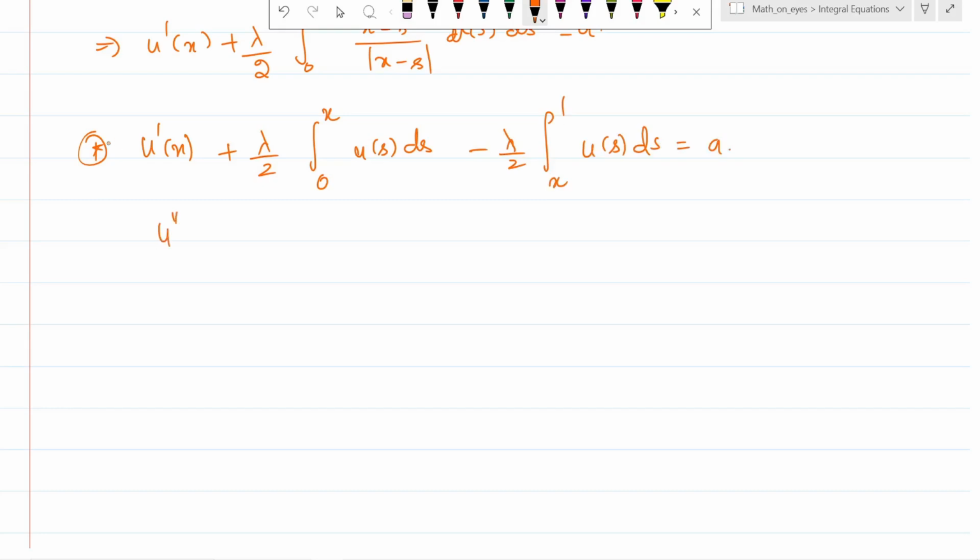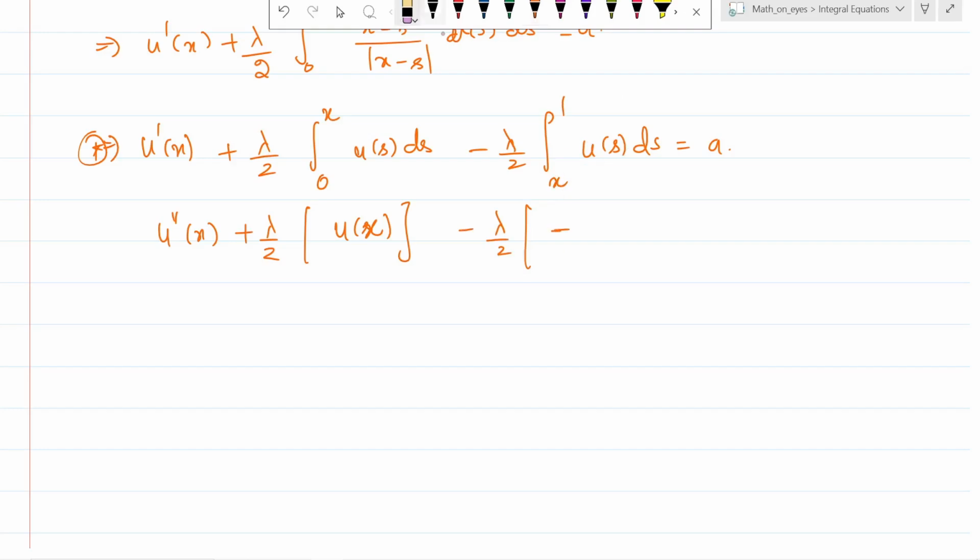So u double dash of x plus lambda by 2. Here this integral will become 0 because it is independent of x. And when you apply the upper limit, you get u of x. And then here minus lambda by 2. Here the partial derivative of this will be 0 and the upper limit differentiation is actually 0 because the upper limit is a constant. So the lower limit will be the variable. So here we have the differentiation of x, which will give you 1 and a negative.